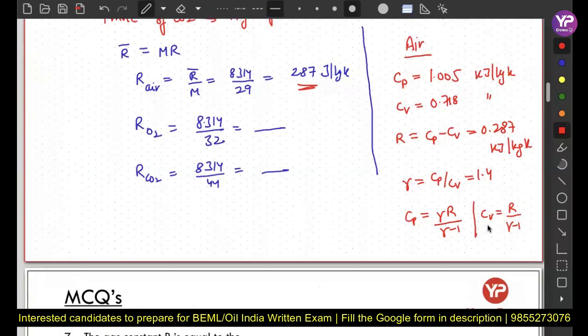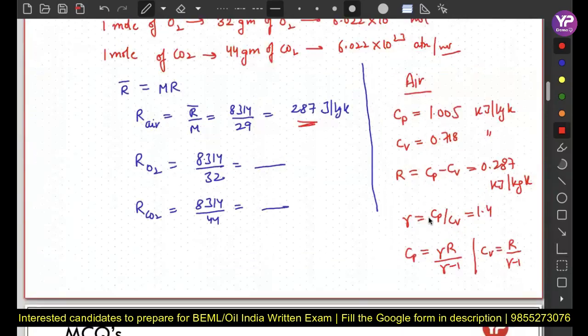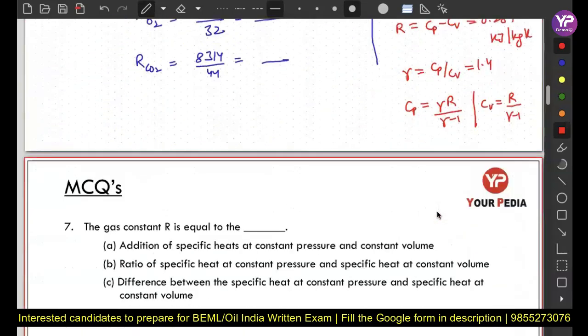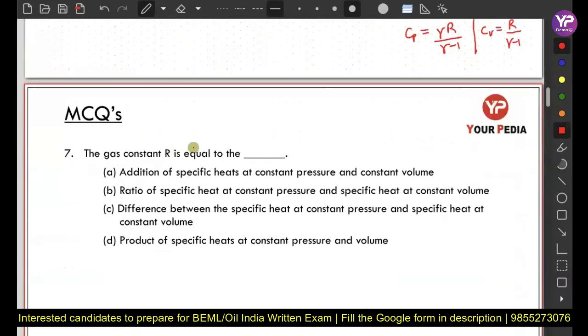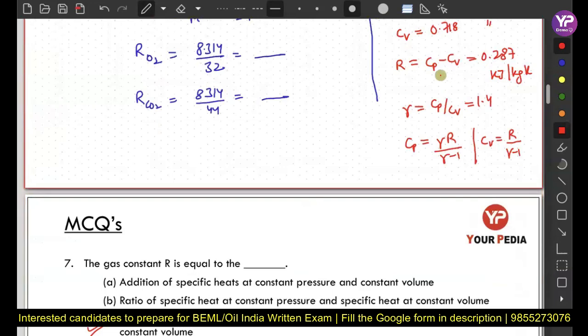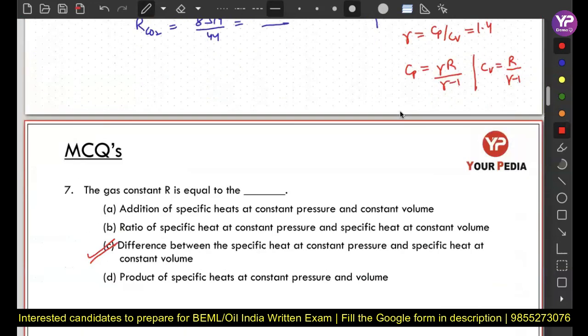So just remember these numerical values, because these values are not going to be given in the numericals. You have to use the values yourself. So you should be aware of this. So that's it for this particular question. Here you can see the gas constant R is nothing but the difference of the specific heat at constant pressure and the specific heat at constant volume. That's a very simple case.